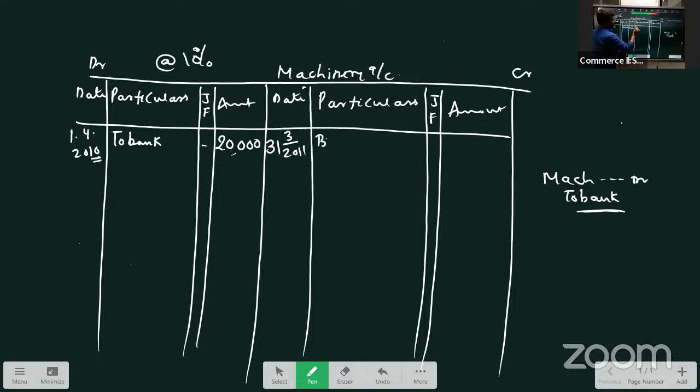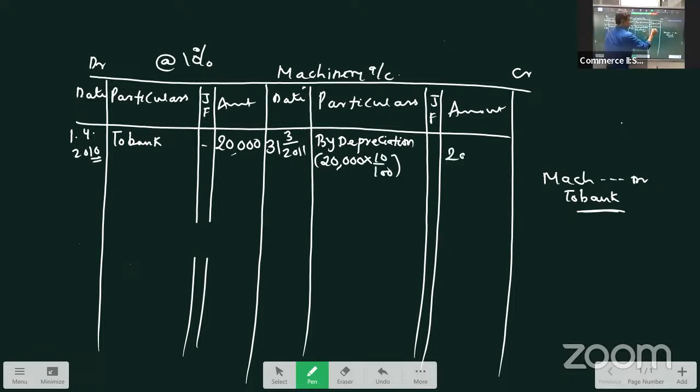So I'll show you here, by depreciation. Depreciation will deplete the value of the asset. It will decrease the value of the asset. As such, it has to be credited to the asset account. So how will we calculate depreciation? I said the cost is 20,000 into 10 by 100. How much is it? 2,000. 2,000 is the depreciation amount.